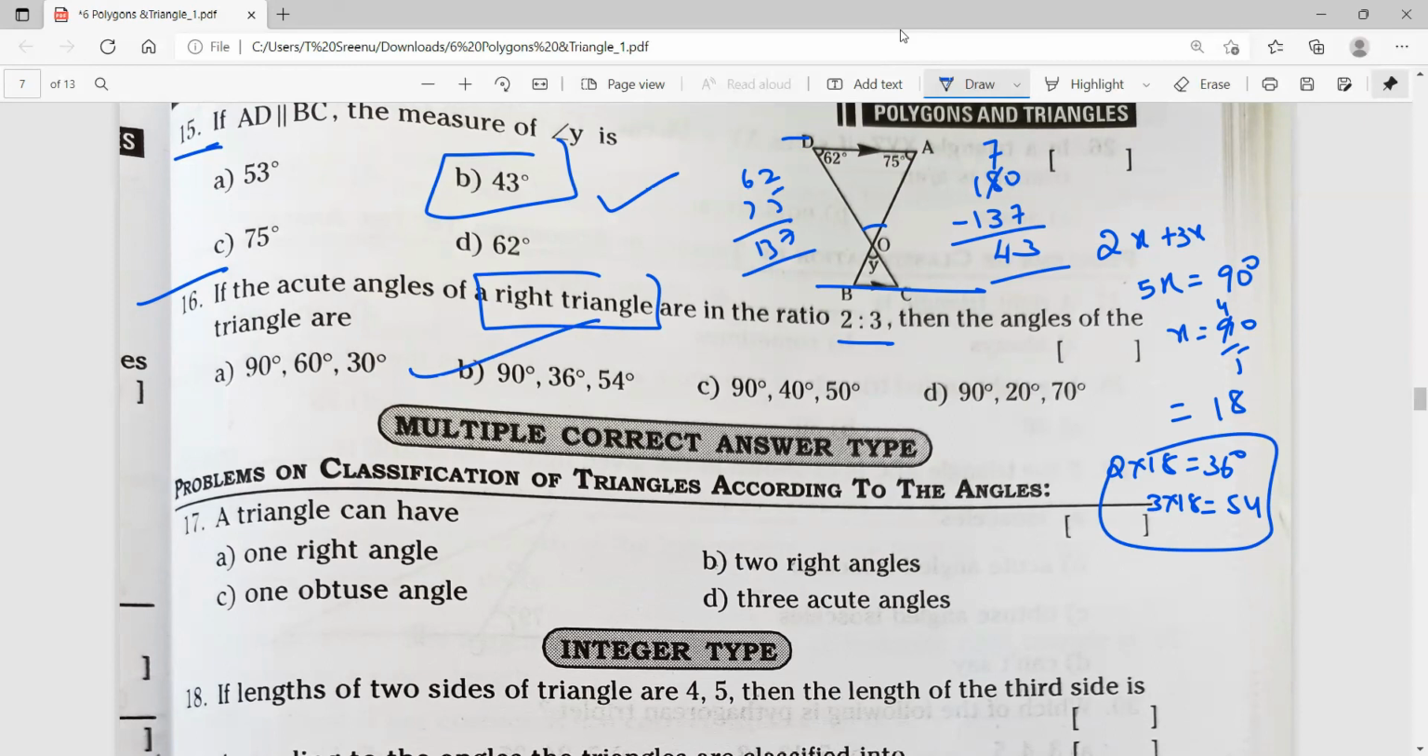So here the concept is, in a right angle triangle, the other two angles total 90 degrees. So ratio means we take 5x, and we get x as 18. Then after that we get 2x and 3x. Okay.